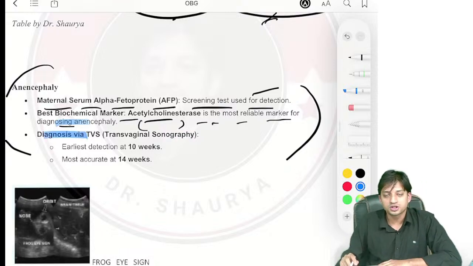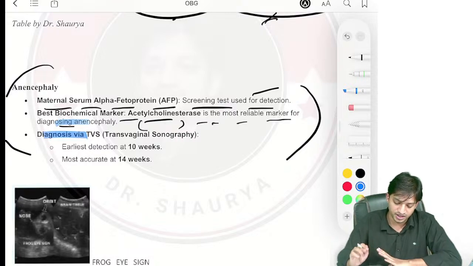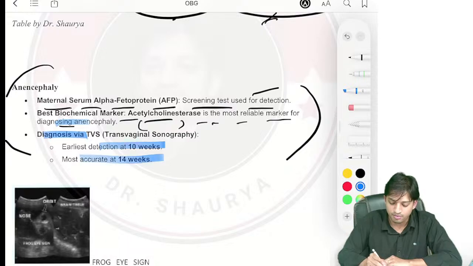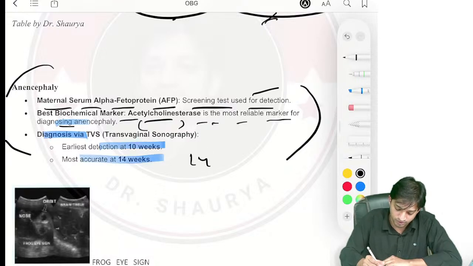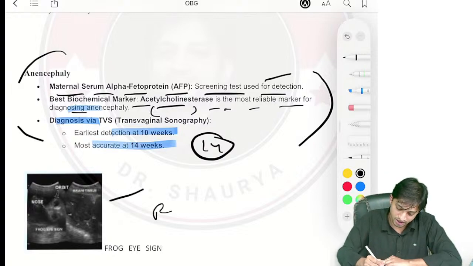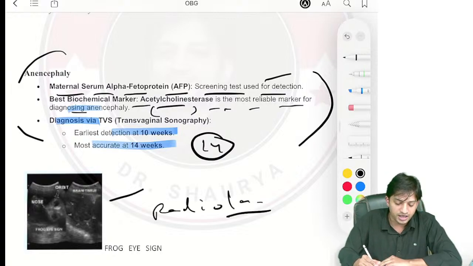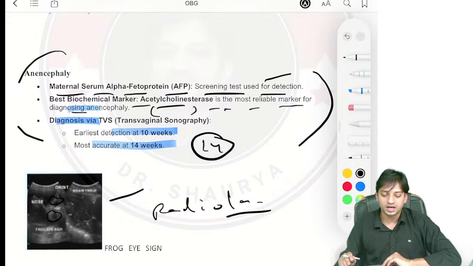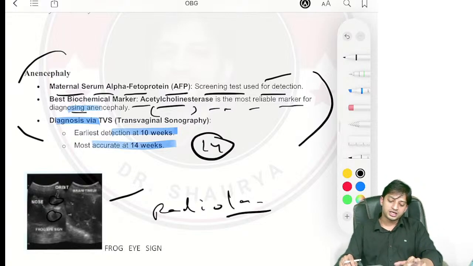Now, diagnosis is done most commonly by transvaginal sonography, TVS. Earliest detection for anencephaly is at 10 weeks and most accurate diagnosis is made at 14 weeks. All the important signs. Very important, frog eye sign, radiology, gynae integration. Very commonly they have asked for anencephaly. The frog eye sign, you can look here, right? So what are the important points that you have to look?